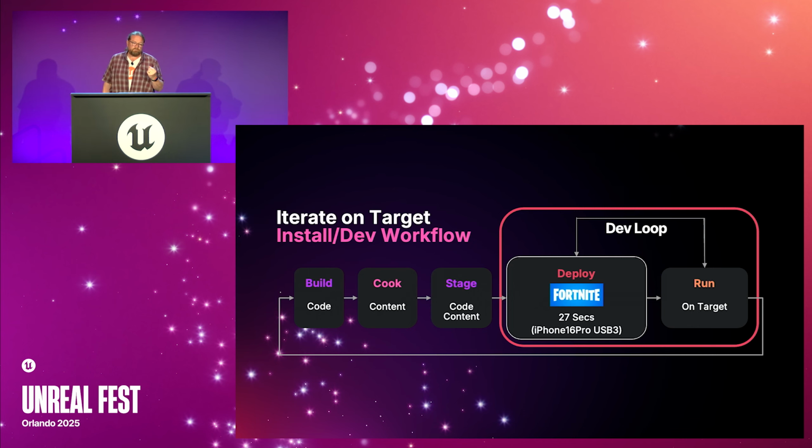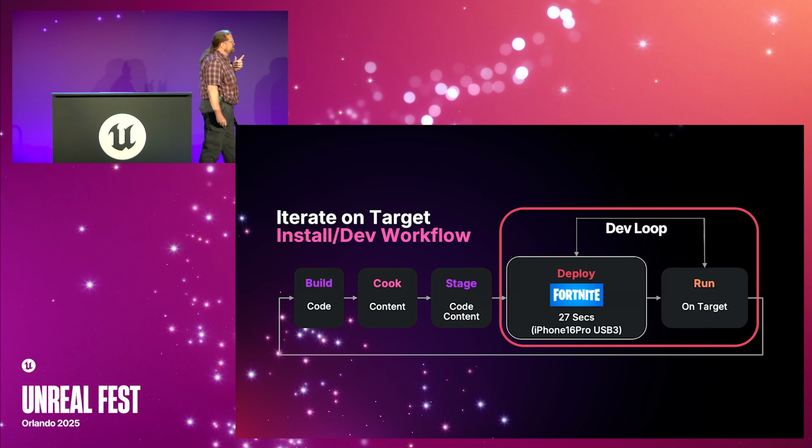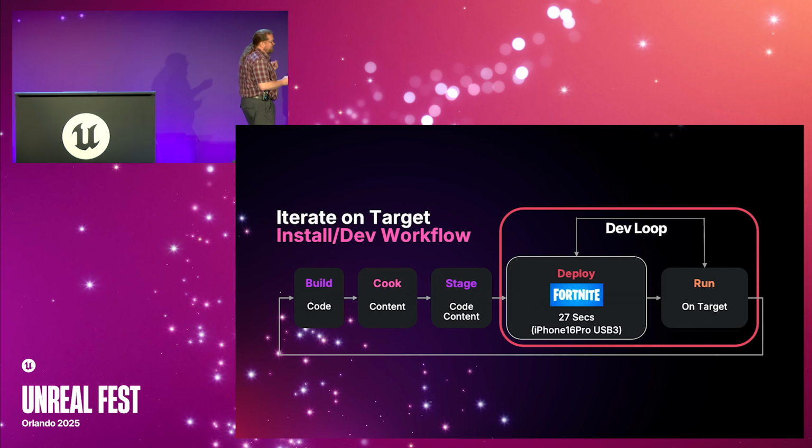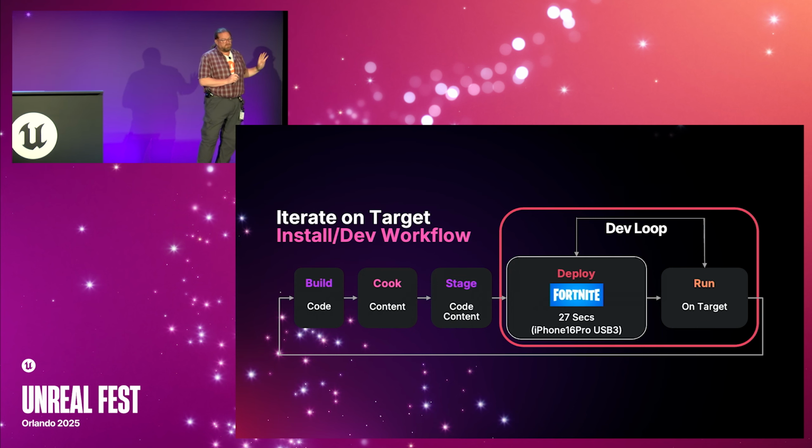So this allows us to deploy Fortnite onto an iPhone 16 Pro using a USB 3 cable. Don't use USB 2, otherwise it'll be a 30-minute install. We can get it down to, I timed it, about 27 seconds to go from just installing onto a fresh device to seeing something on screen, which really does help the dev loop iteration a lot.